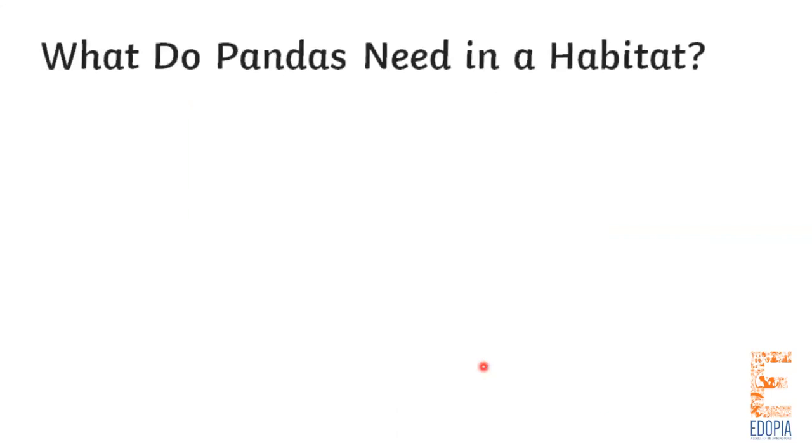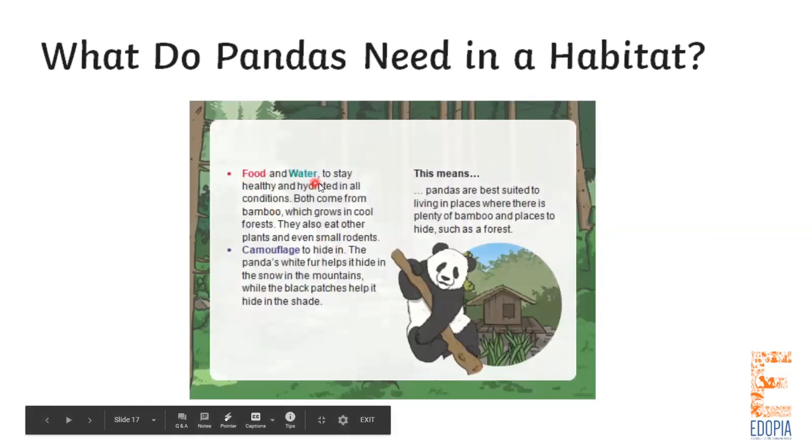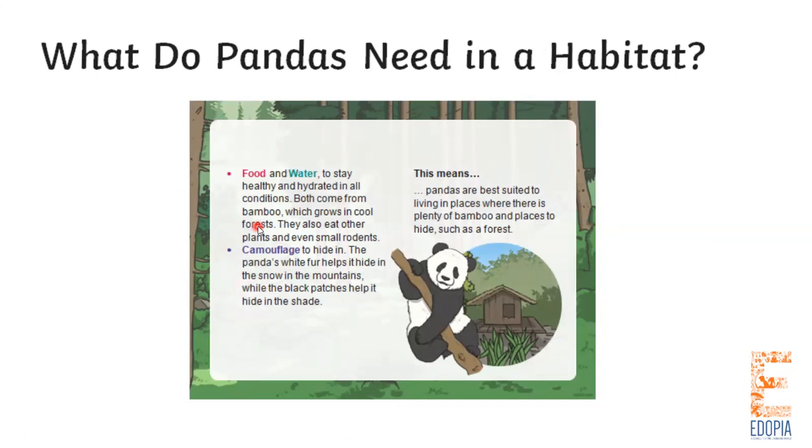So what do pandas need in the environment? Pandas need food and water to stay healthy and hydrated in all conditions. Both come from bamboo, which grows in cool forests. They also eat other plants, even small rodents. So how do they camouflage themselves? The panda's white fur helps it hide in snow in mountains, while the black patches help it hide in shade. This means pandas are best suited to live in places where there is plenty of bamboo, and enough places to hide also, like forests.